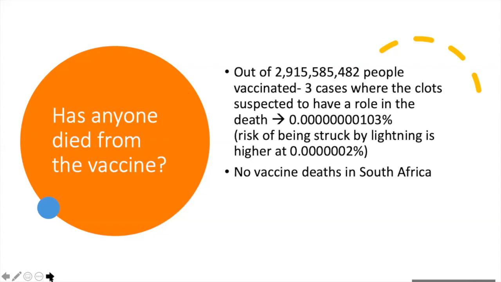Out of that large number of people that I mentioned who were vaccinated, there were 3 cases where clots were suspected to have a role in the death, which makes it 0.00000, that's 8 zeros, 103% chance. Basically, what that stat says is that your risk of being struck by lightning is higher than dying from the COVID vaccine. And in South Africa, of all those that have been vaccinated, we've not had a vaccine death.